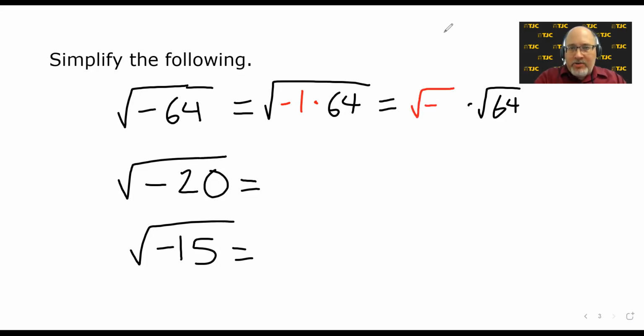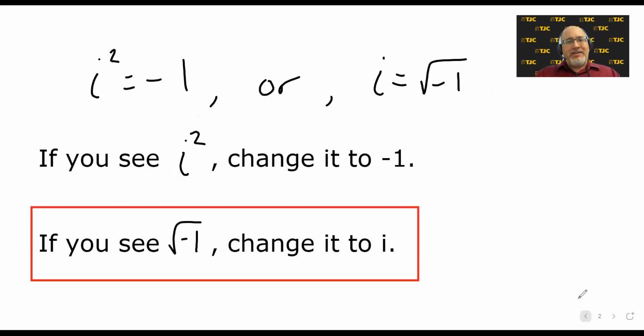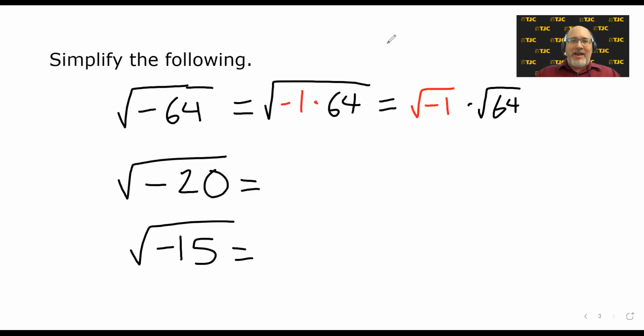Now, why would I want to do that? Why would I want to break off the -1 under its square root? Because I now have something to do with the square root of -1. According to this back here in the red box, if you see a square root of -1, change it to i. I see precisely that. So the square root of -1 becomes i.